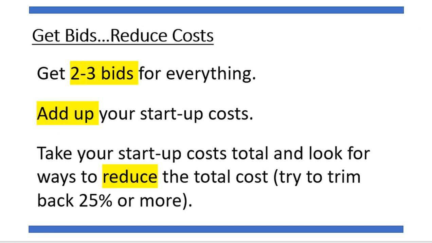Once you have that list in hand, it's good to go and see if there's ways to reduce your costs. So these are a couple of suggestions. First of all, get 2 to 3 bids for everything. That way you'll be getting the best price.